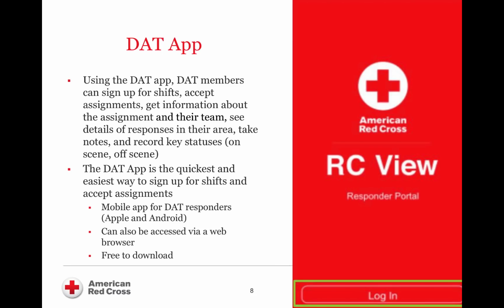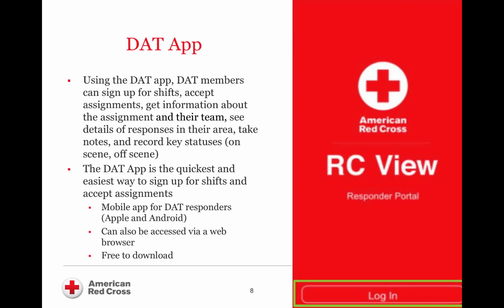Also, as part of this implementation, regions will be getting the DAT app. Regions can use the app to have DAT members sign up for shifts, accept assignments, get information about the assignments and their team, see details of responses in their area, take notes, and record key statuses such as on and off scene.